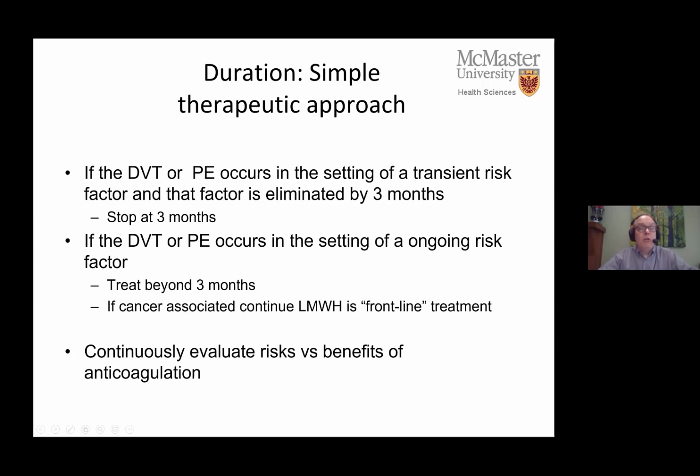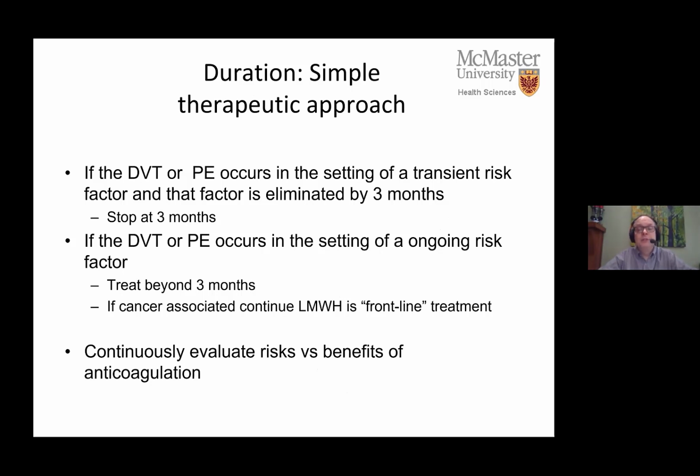Next question is, how long should we be treating these patients with acute deep vein thrombosis for? This is actually a really interesting question that we get asked a lot. It's actually fairly simple. If DVT or PE occurs in the setting of a transient risk factor and that factor is eliminated by 3 months, you can stop at 3 months.